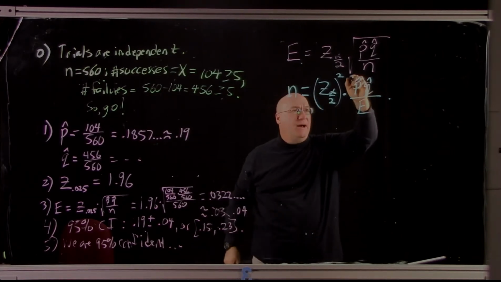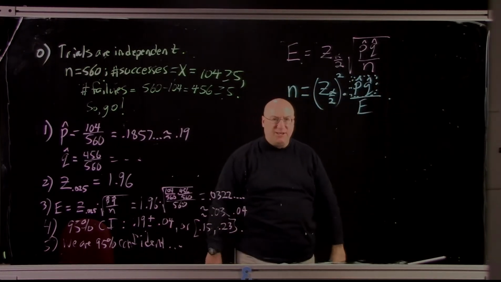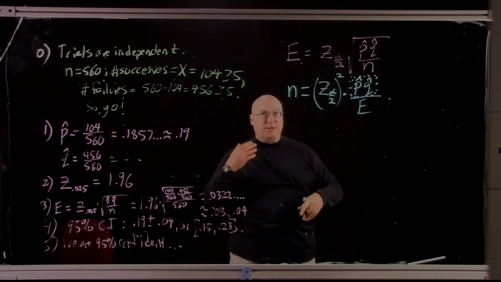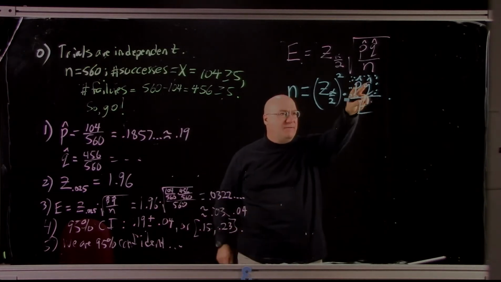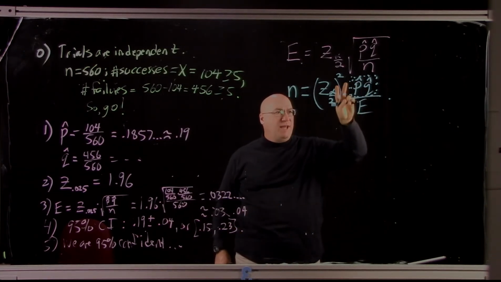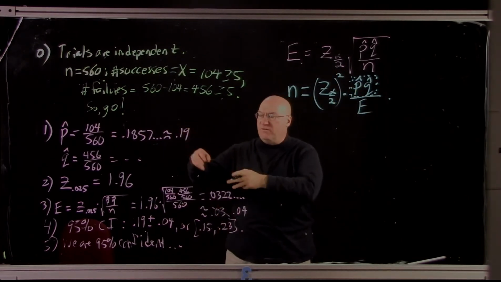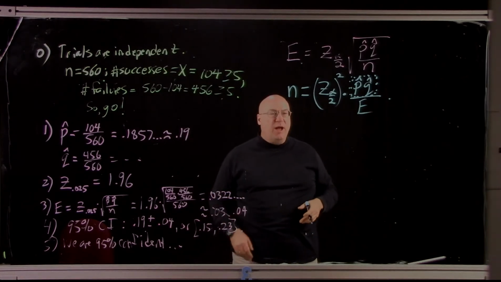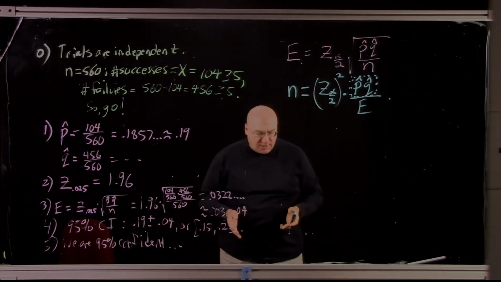Except, I would need these values, wouldn't I? P hat and Q hat. And how do I get P hat and Q hat? I have to go through and take a sample and compute them all. So there's something circular going on here. I can't find n unless I have those, but I can't compute those without n. So all along we've just had an n that we had. We had our sample size and we worked everything through. I would like now to be able to figure out what sample size I need before I start.